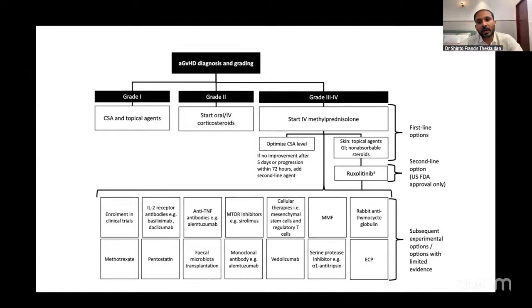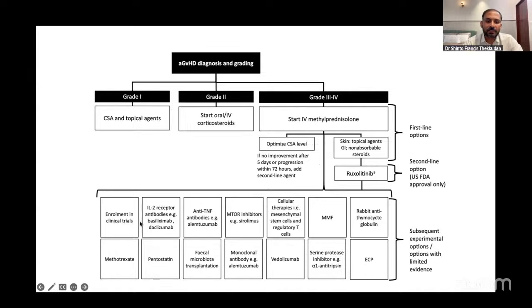Okay, so REACH trials, because when I was doing my fellowship, our center was also a recruiting center for this REACH trial, that is for chronic GVHD ruxolitinib. I was also a principal investigator in that. So basically, ruxolitinib is added earlier.